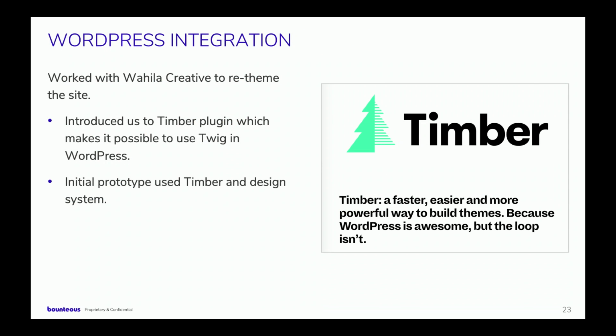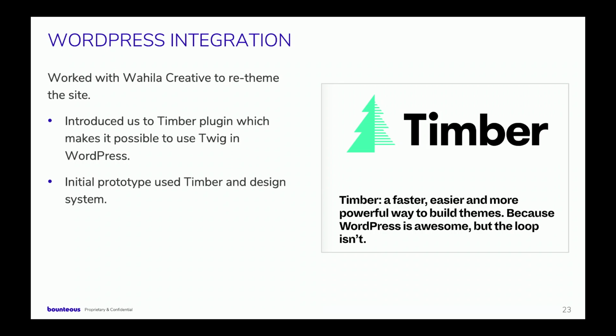So let's look a little bit at how that actually works. For the WordPress integration, we worked with a company called Lalia Creative, who did the initial theme of the Lunametric site and was available to help us out, which is great because we needed some extra hands. So we shared the design system with them, explained what was there and what tools were available. And they took an initial pass at a prototype using a plugin called Timber that I wasn't aware of. They introduced us to it, which allows you to use Twig in WordPress.